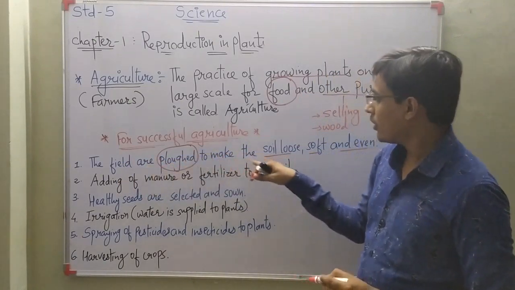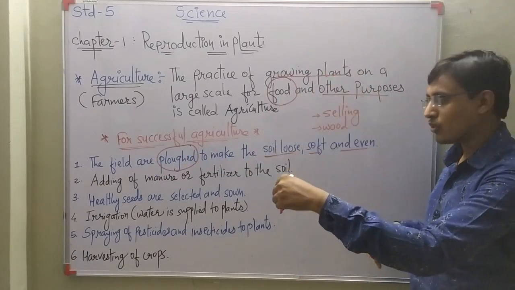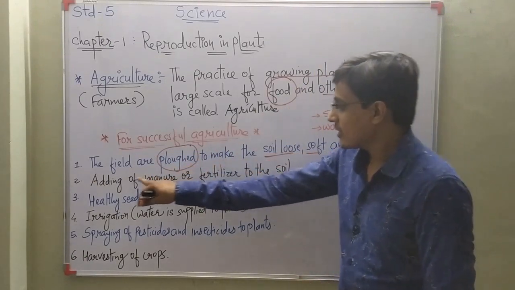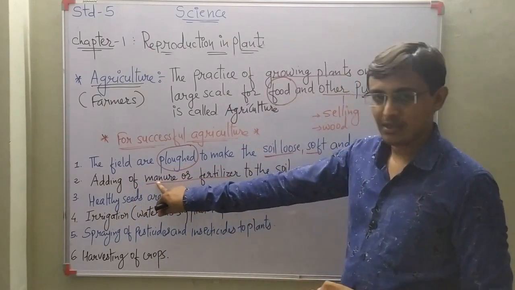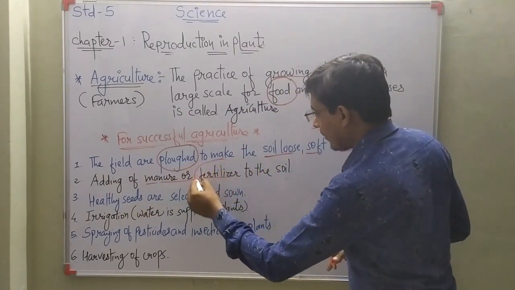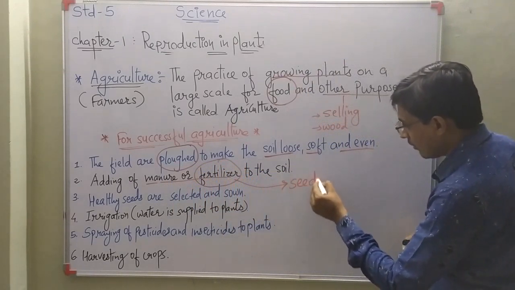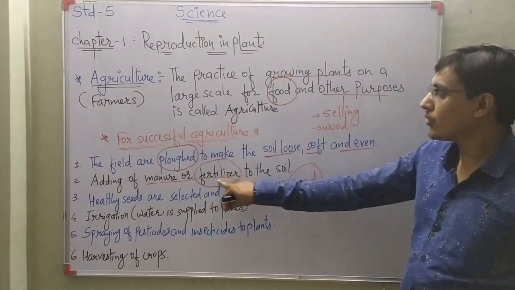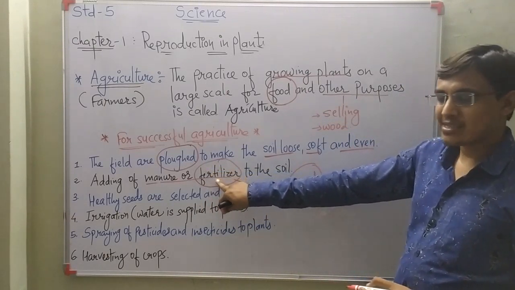Okay, the first point is we should plough the field. Fields are ploughed for what? To make the soil loose, so we can easily sow the seed inside the soil, then soft and evenly spread. Okay, so this is the first point. Second point is addition of manure. Okay, manure means organic fertilizer, that is cow dung, and the fertilizer artificially made, chemically synthesized fertilizer. Why are we adding it into the soil? Because we are sowing a seed inside the soil, so it requires nutrition. Okay, so for extra nutrition we are adding the fertilizers to the soil.